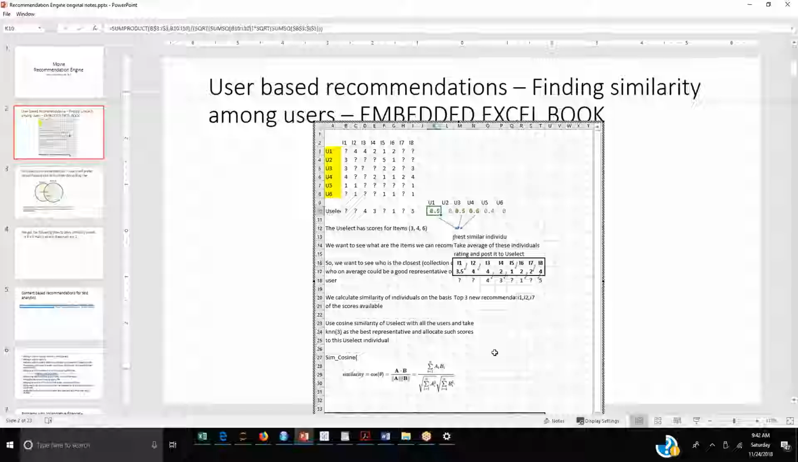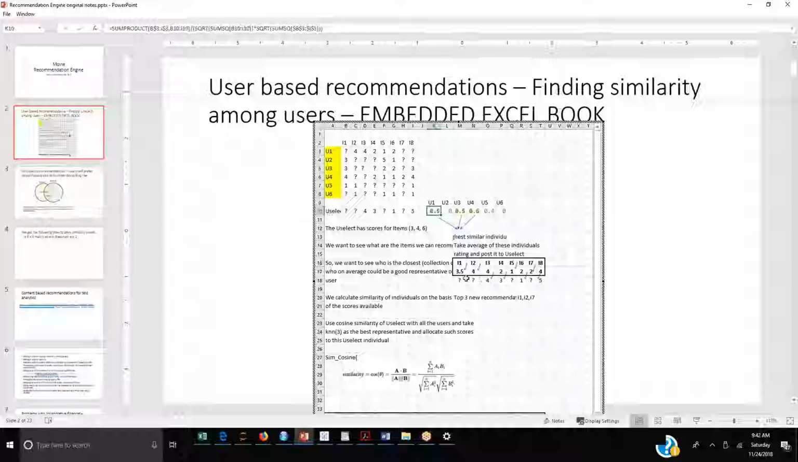Yeah, okay, sir. So that's why for two vectors the Pearson correlation will be 1 also. Yeah. So these are the three people, U1, U3, U4, the three most similar people. You want to consider their scores and put the average there. That's as simple as that.